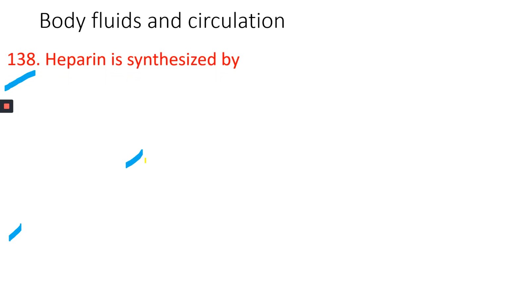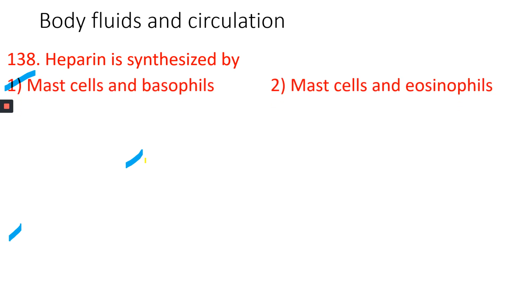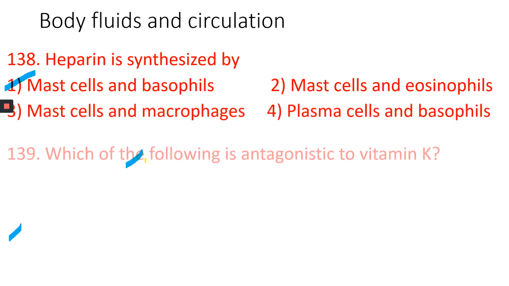Okay, the next one, heparin is synthesized by. In first year also, mast cells and basophils. Mast cells produce heparin, serotonin, bradykinin. Heparin is an anticoagulant. Bradykinin is a vasodilator. Next one, serotonin is a vasoconstrictor. You learned about those things in intermediate first year. Okay, come to the next one.